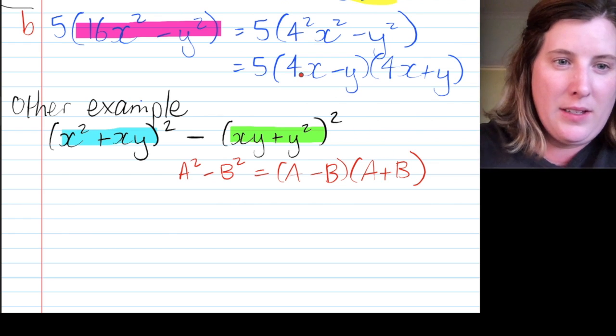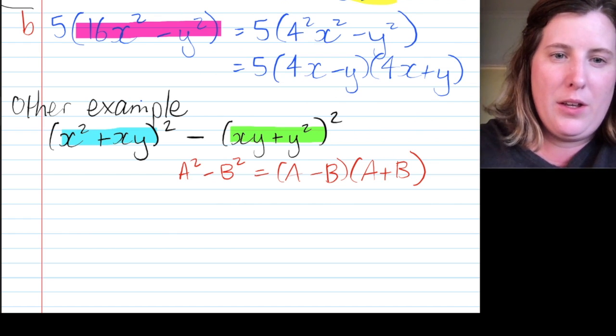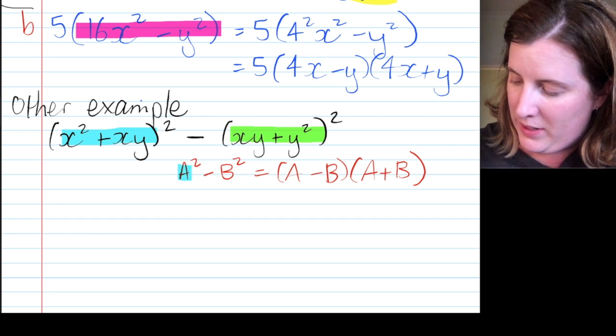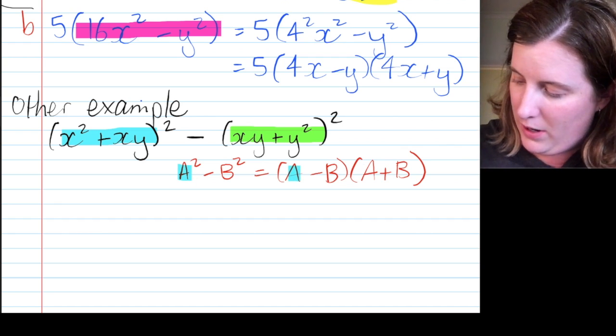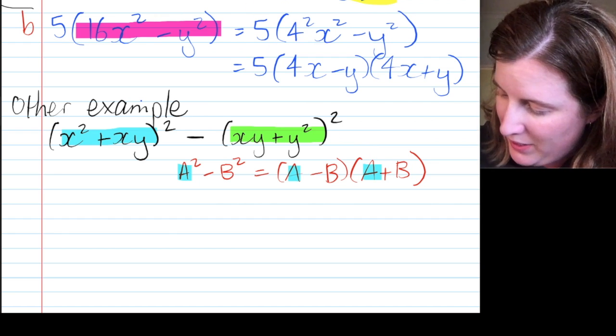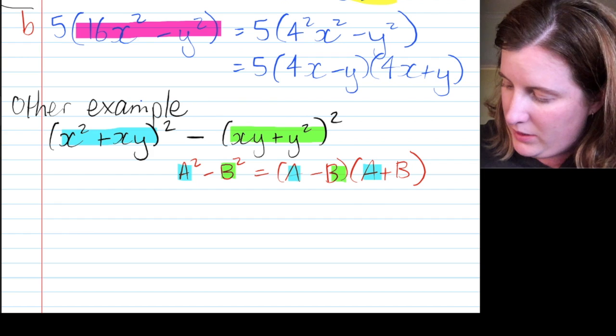In this case, my a is my x squared plus xy. So I'm just highlighting it in blue everywhere. And my b is my xy plus y squared.